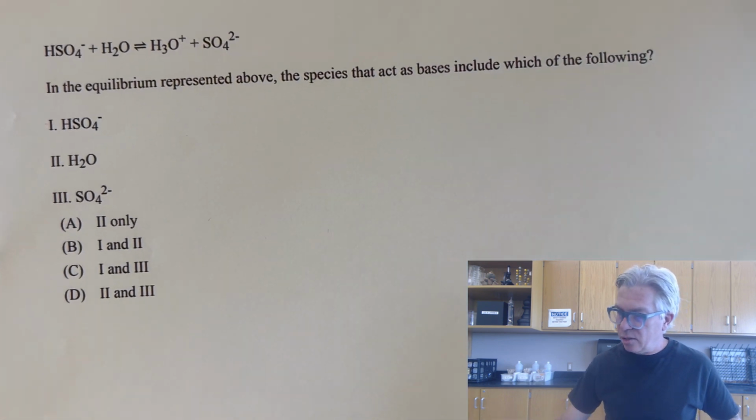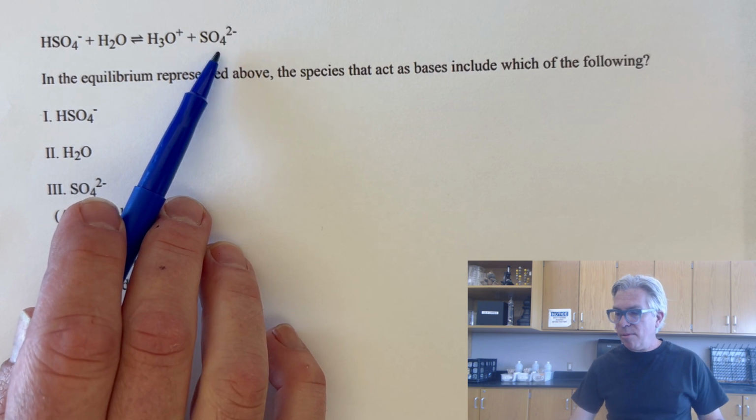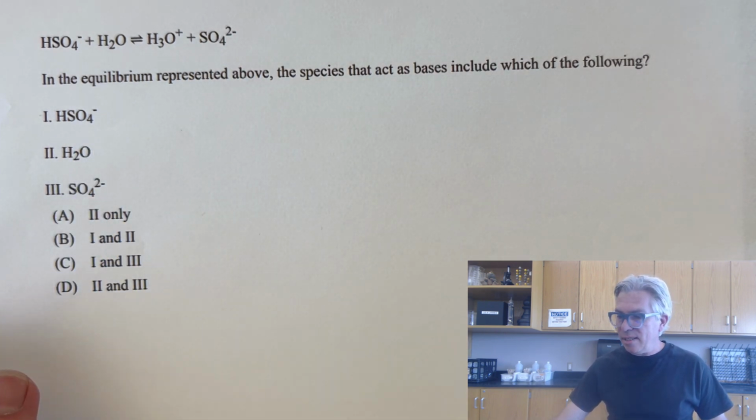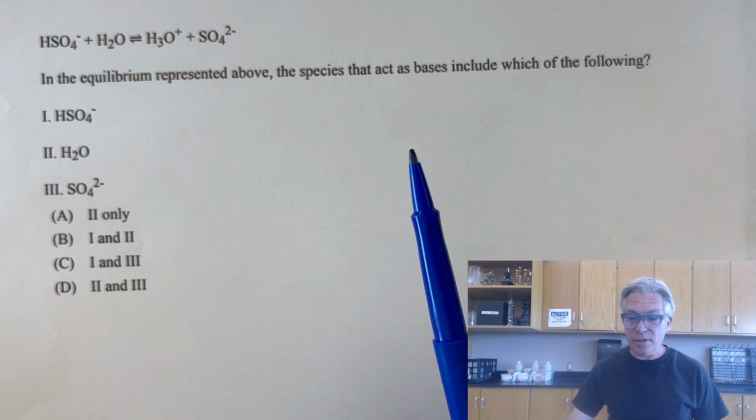All right. And here we have a reversible reaction. HSO4 minus in water makes H3O plus and SO4 2 minus. In the equilibrium represented above, there are 2 species that act like bases. One for the forward, one for the reverse. See if you can find them. Pause the video and I'll be right back.